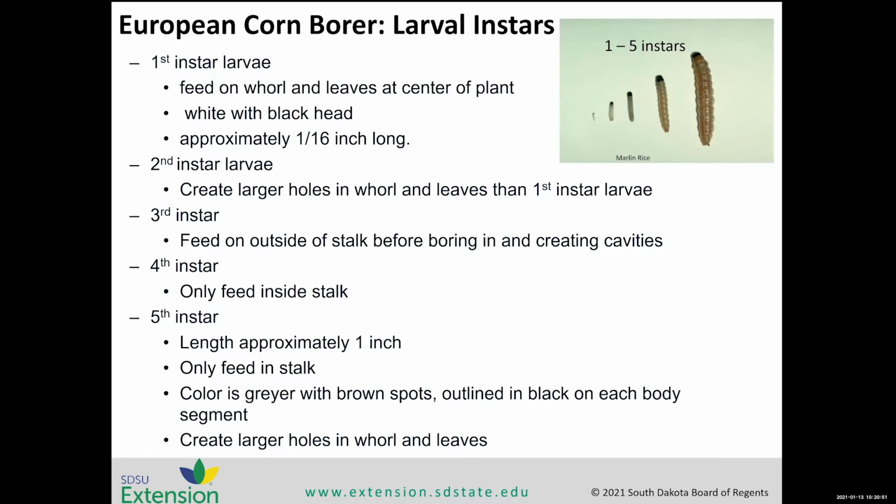That fourth instar, they only feed inside the stalk, staying within that plant. The fifth instar, the length is approximately about 1 inch. They only feed in the stalk. Their color is grayer with brown spots, outlined in black on each body segment, as I mentioned earlier. And then, of course, they create larger holes in the whorl and leaves because they are larger.